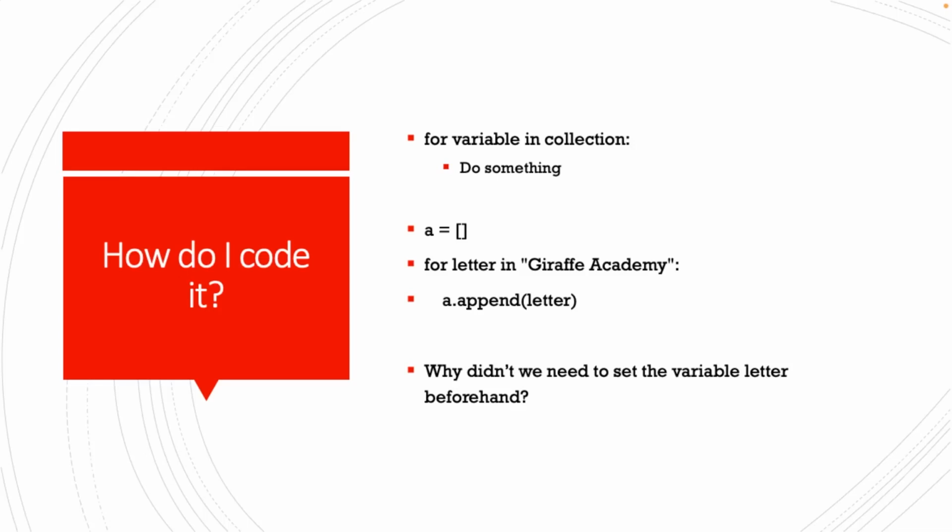Okay, so why didn't we need to tell Python what letter is as a variable? Previously, if you remember from last week, every time we had to create a variable, we had to say letter is equal to something. In this case, we're just saying for letter in Giraffe Academy, so we're not really telling it what that variable is. Why didn't we need to set it up?